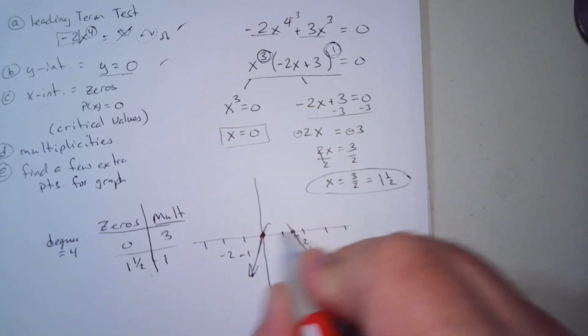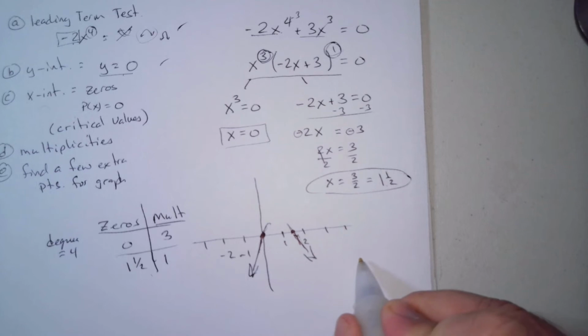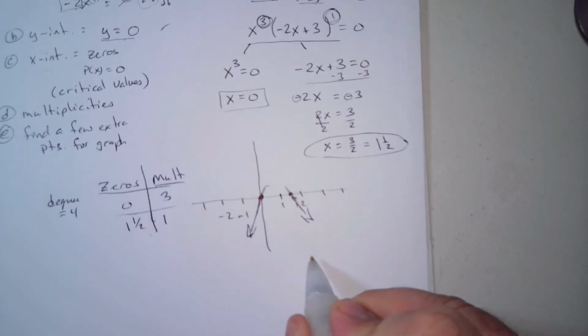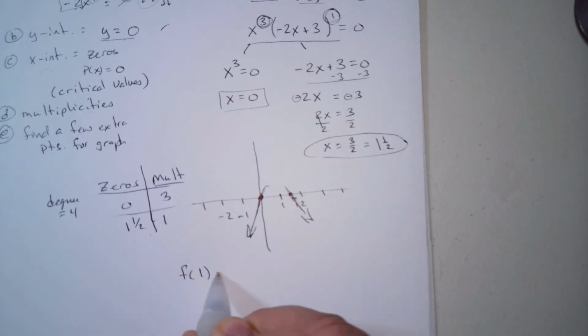And what happens between there, we don't know. That's why we have to plug in some points and see what happens. So, at 1, let's see what happens at 1.